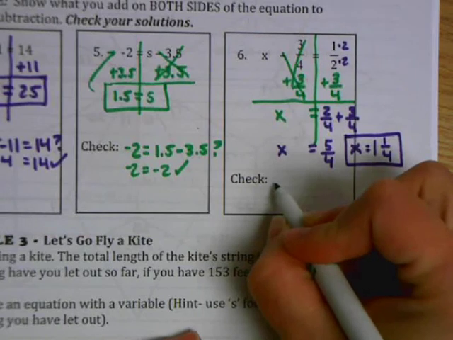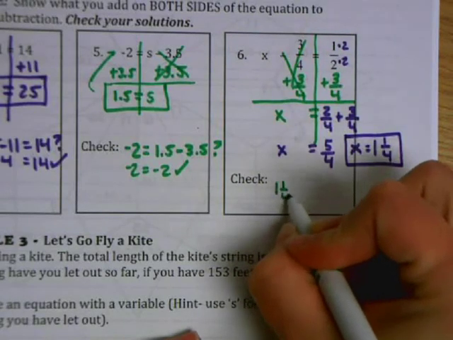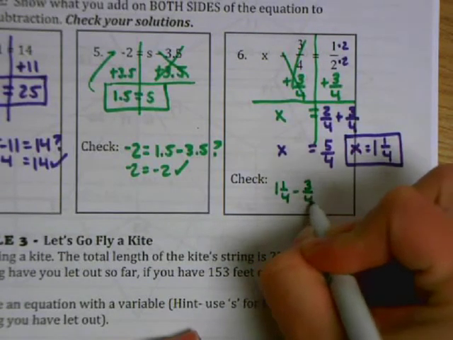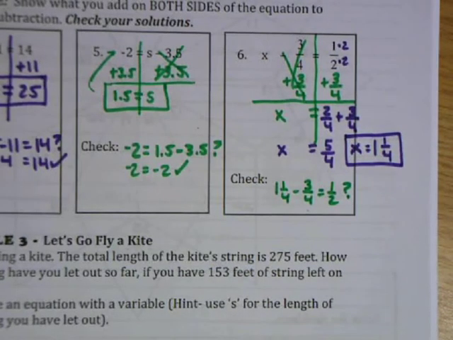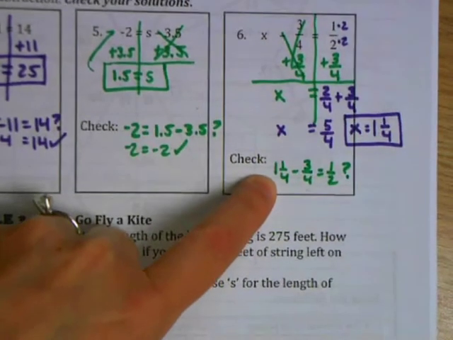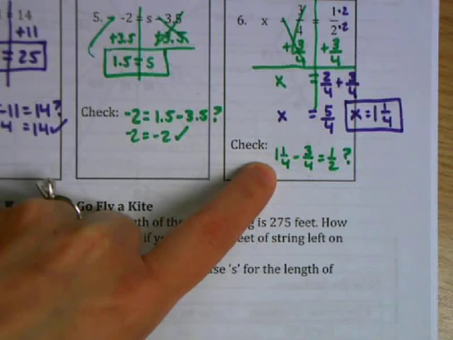Go back to the original equation. So x, 1 and 1/4 minus 3/4, does that equal 1/2? Question mark. To be honest, these fractions are easy enough that I can just put them into decimals pretty quickly and check it with a calculator.